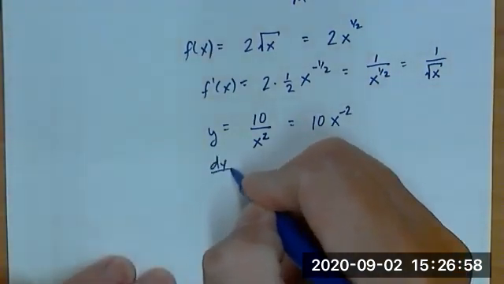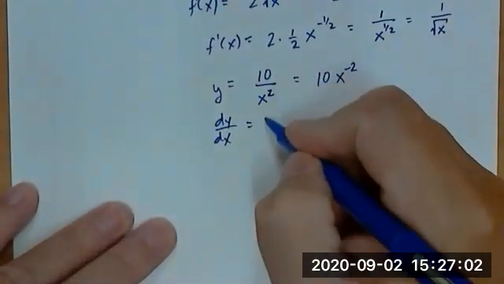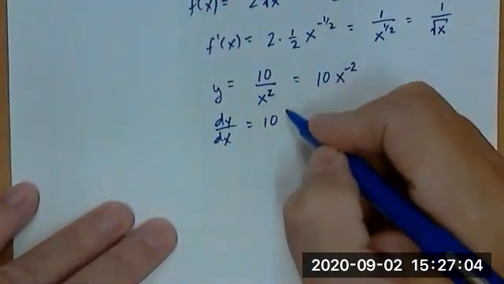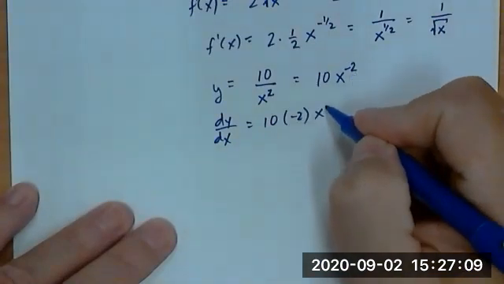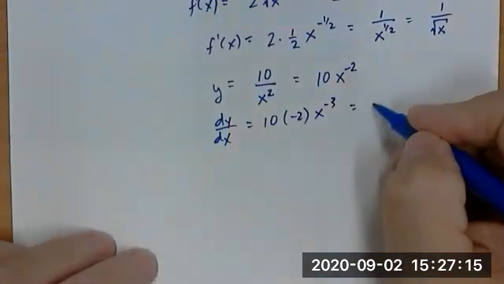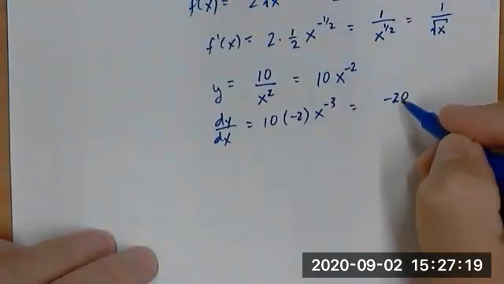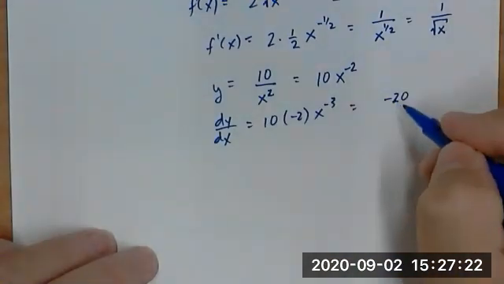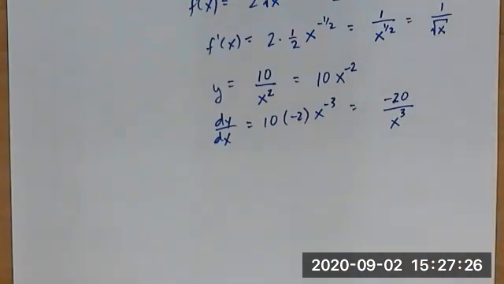So then, to take the derivative, 10, the negative 2 comes down front. When you subtract 1, negative 2 minus 1 becomes negative 3. Now to simplify this, it'd be negative 20x to the minus 3, but we don't want to leave the answer with a negative exponent, so then I move it back down to the bottom.